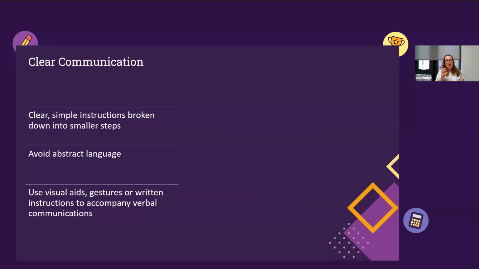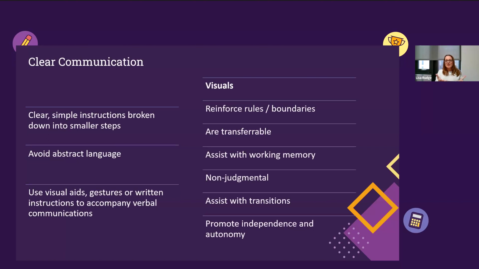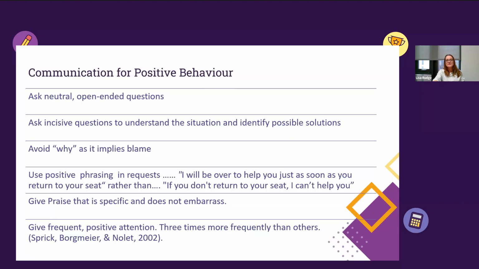Clear communication is really important. So we use clear, simple instructions, avoiding abstract language, and using lots of visuals to help reinforce. So those visuals might be gestures, it might be written instructions, it might be pictures, anything that can accompany those verbal communications to embed that communication. Visuals are great. They reinforce the rules and the boundaries, help us feel safe. We know that there's something there is predictable. Visuals are transferable. They help with our working memory. They're non-judgmental, help with those transitions and promote independence.